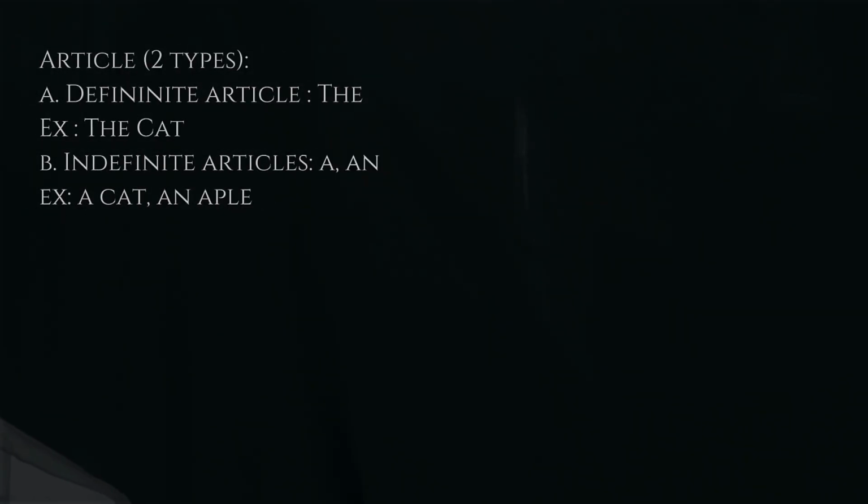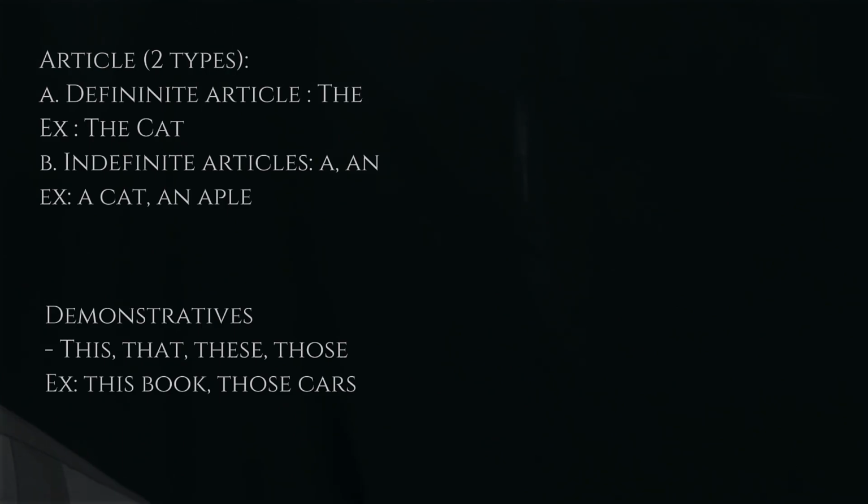Okay, the first is article. There are two types, namely definite article and indefinite article. A definite article is, for example, the cat or the sun. And an indefinite article is a and an, for example, a cat or an apple, an idea. Okay, next demonstratives. There are this, that, these, and those.